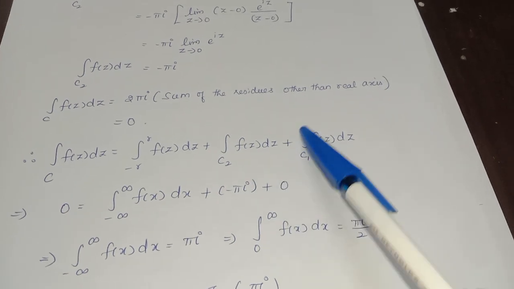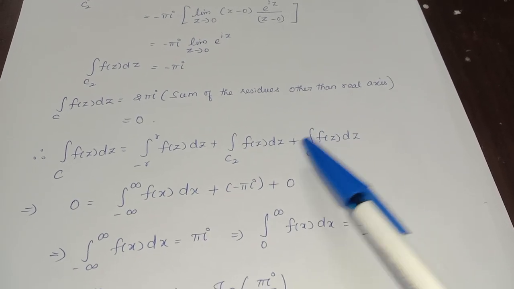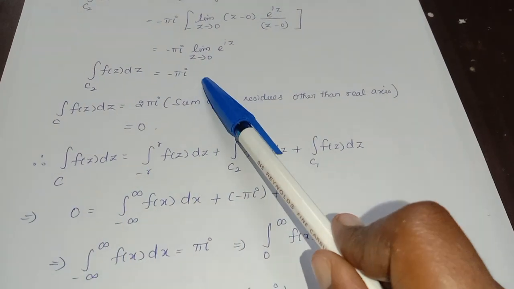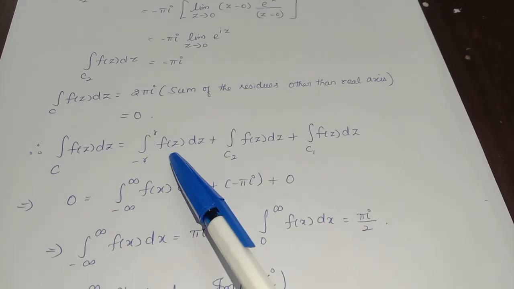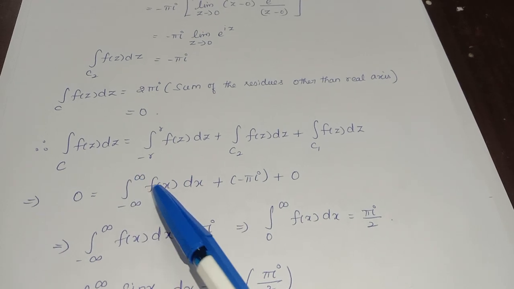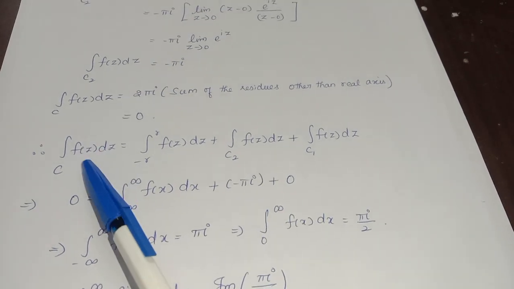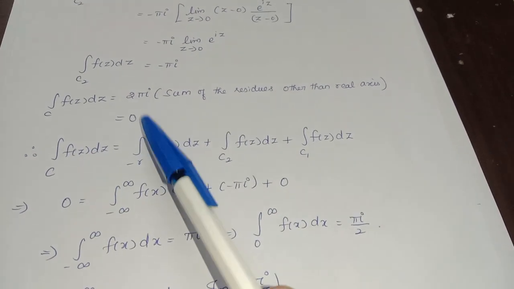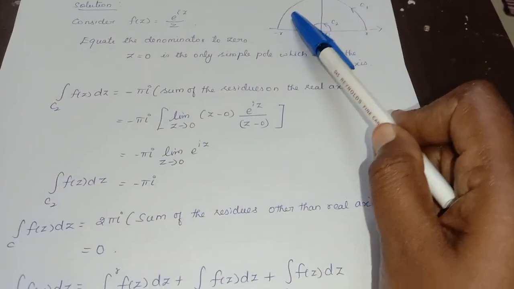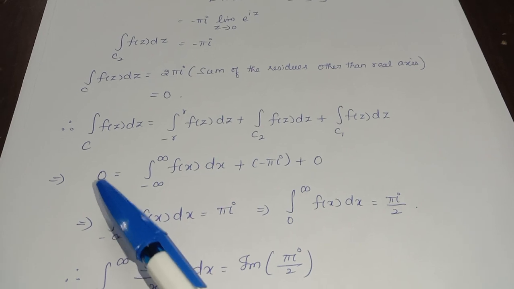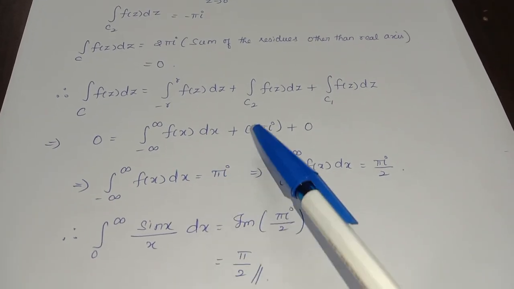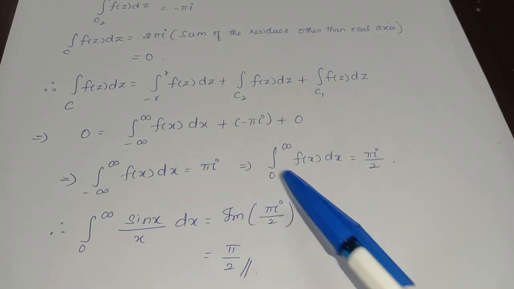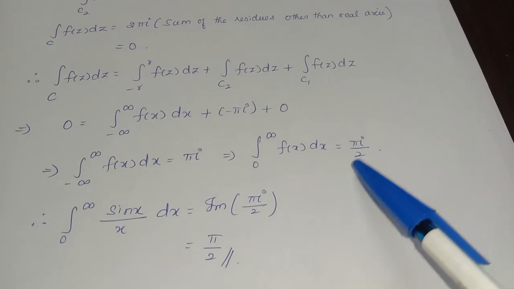This value is 0 by Cauchy's lemma. This value I found out to be minus pi i here. So substitute minus pi i, and as r tends to infinity, this will become the integral from minus infinity to infinity of f of x dx, and the value of the integral over C of f of z dz is 0 because there is no other pole here. If you have any other pole here, you will get some value. Here, as there is no pole, it's 0. So the integral from minus infinity to infinity of f of x dx is equal to simply pi i. Pi i by 2 is the answer.